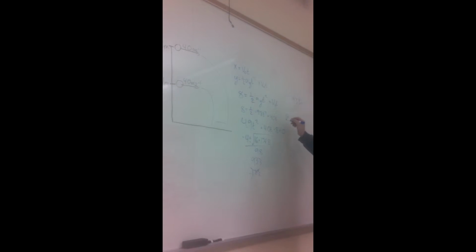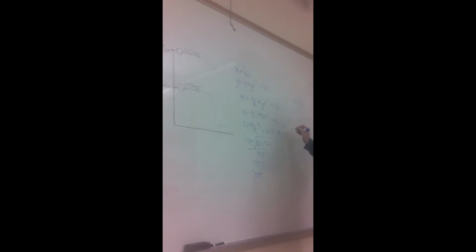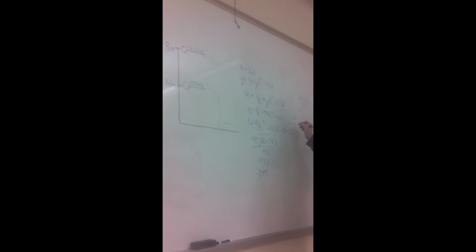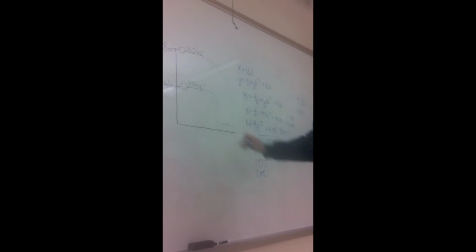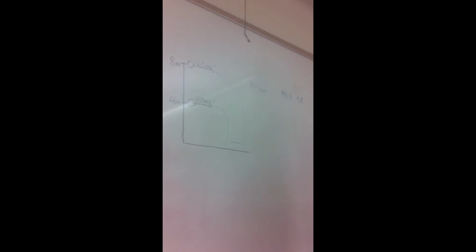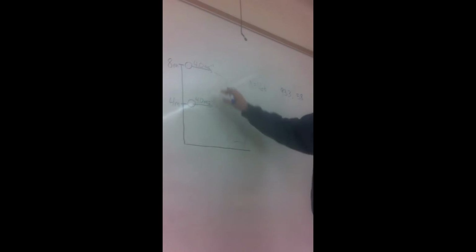We do this for the ball falling from 4 meters, and we get the time to be either 0.58 seconds or negative 1.39 seconds. Again, time can't be negative, so it must be 0.58 seconds. These are the two values for the balls falling and the time it takes for them to reach the ground.